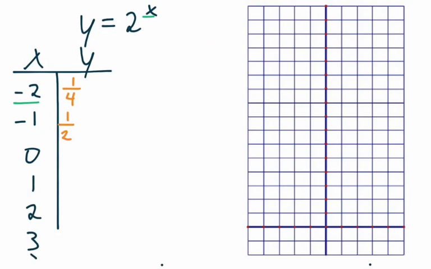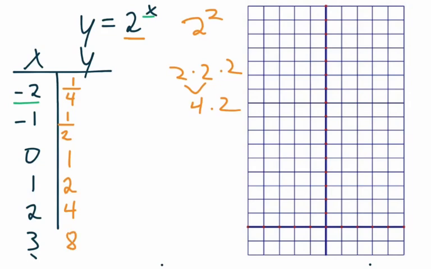Now we place a 0. Anytime you put 0 in an exponent, it doesn't matter what your constant value is, the result is 1. Let's keep it going. If I put a 1 in, that's 2 to the first power, which is 2. If I put a 2 in, 2 to the second power is 2 squared, which is 4. And 2 to the third power is 2 times 2 times 2. 2 times 2 is 4, times 2 is 8.